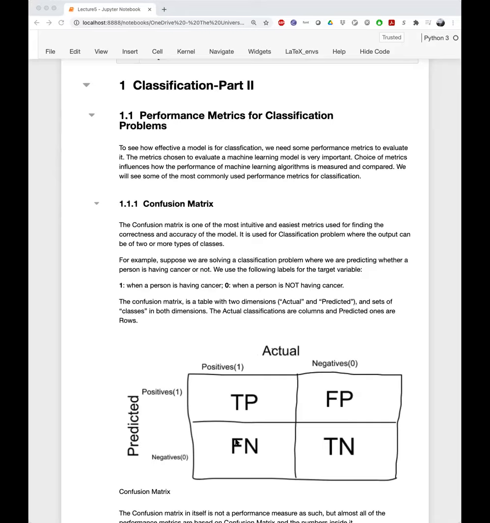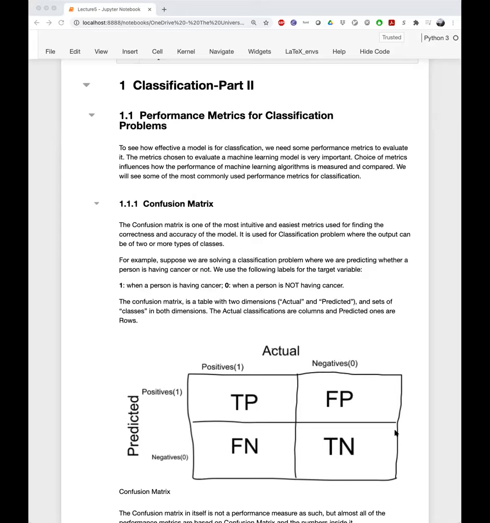And there are 2 rows here. The rows mean predicted cases. The first row means predicted positives. That means your model predicts those patients have cancer. So that's the first row. The second row means the cases where the model predicts those patients do not have cancer. So rows mean predicted cases, and columns mean actual cases.